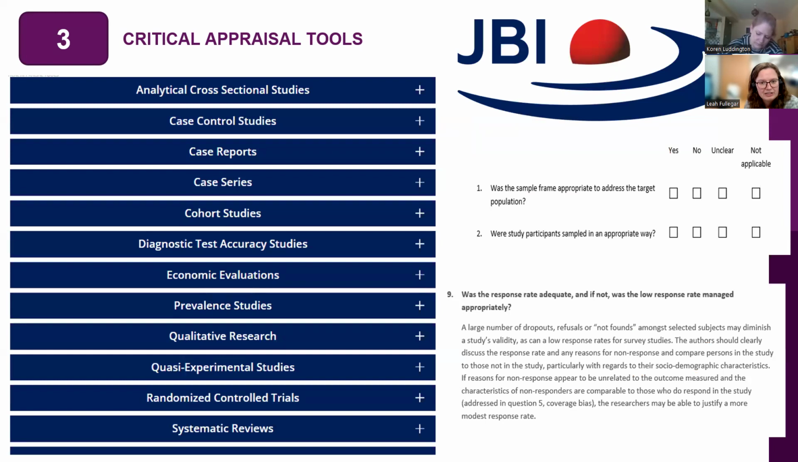Another resource you can use is the Joanna Briggs Institute. So like the others, JBI checklists have a series of specific questions with tick boxes. They also give guidance on each question and give you hints about what you might be looking for to assess that particular point. So as you can see, there's different tools there for different types of studies that you might be appraising.